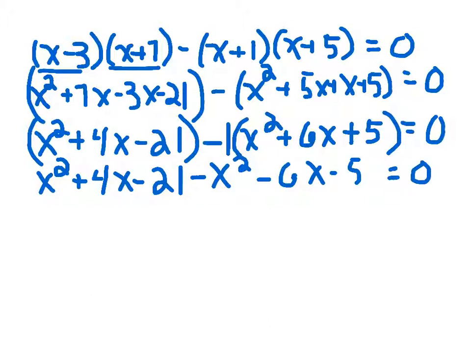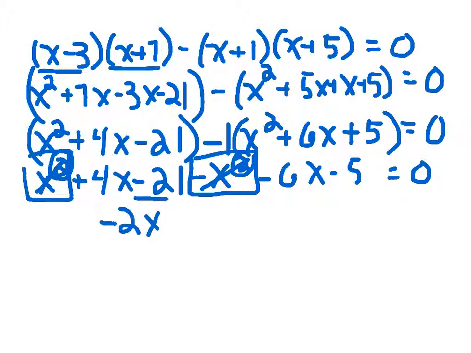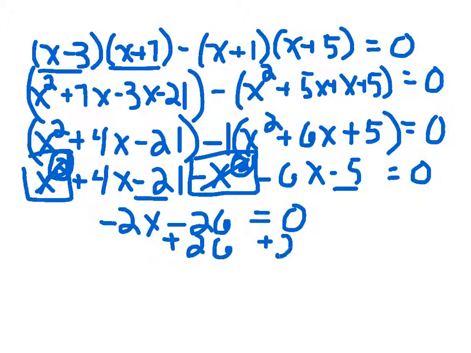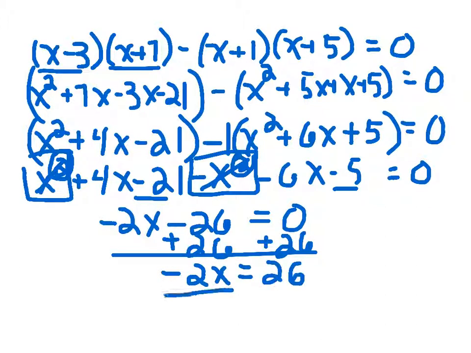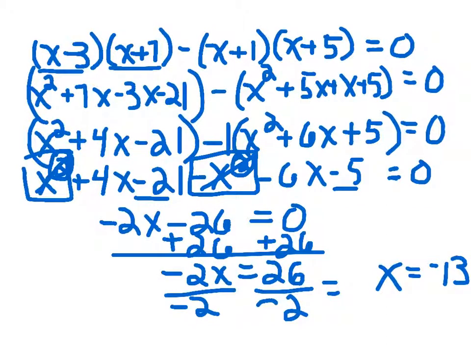What makes this a quadratic equation are these exponents of 2. It's a convenient quadratic equation because when I combine these like terms, the quadratic terms go away, and I'm left with 4x minus 6x, or negative 2x, and negative 21 minus 5, or negative 26, equals 0. I need to get my numbers on one side and my variables on the other. And when I divide by negative 2, I get x equals negative 13. More of this tomorrow.